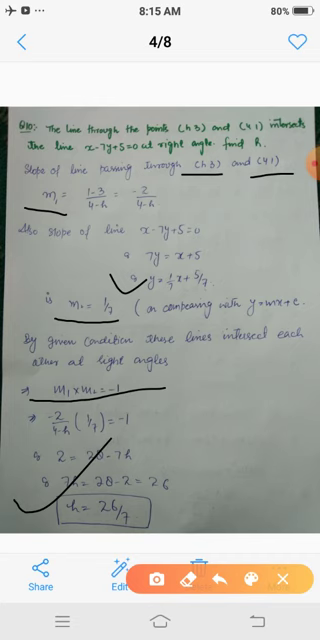This means that the value of h is 26 upon 7 when the line through (h, 3) and (4, 1) intersects the line x minus 7y plus 5 equals 0 orthogonally, or at right angles.